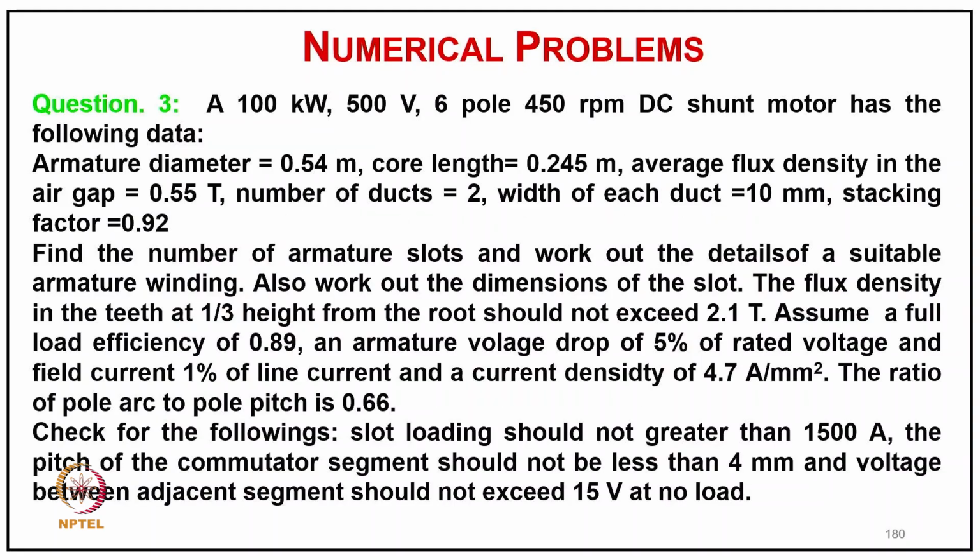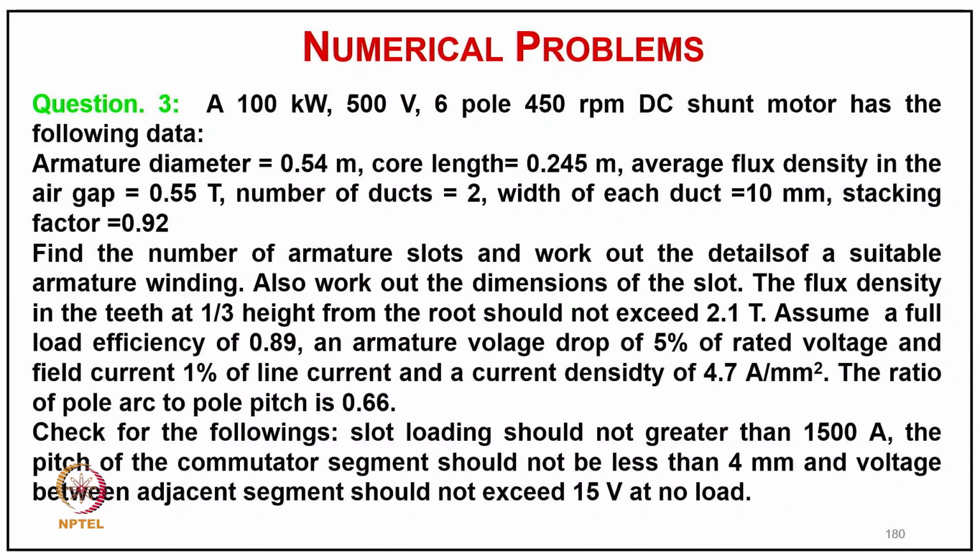Now coming to question 3. A 100 kilowatt, 500 volt, 6 pole, 450 rpm DC shunt motor has the following data. The armature diameter is 0.54 meter, pole length 0.245 meter, average flux density in the air gap is 0.55 Tesla, number of ducts 2, width of each duct 10 millimeter, stacking factor of 0.92. Find the number of armature slots and work out the details of a suitable armature winding.